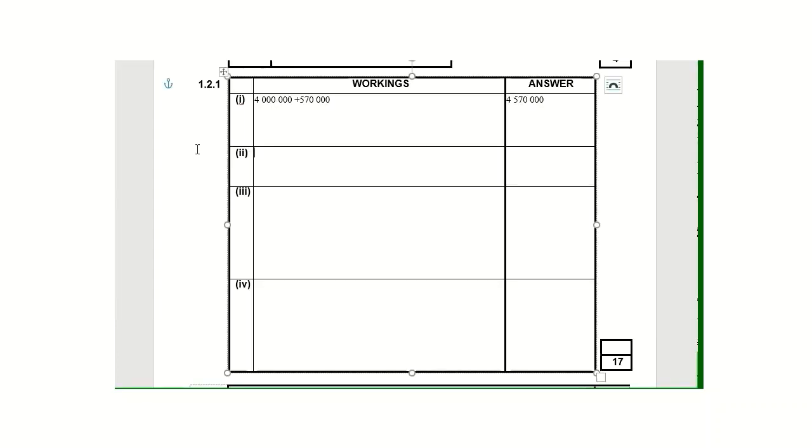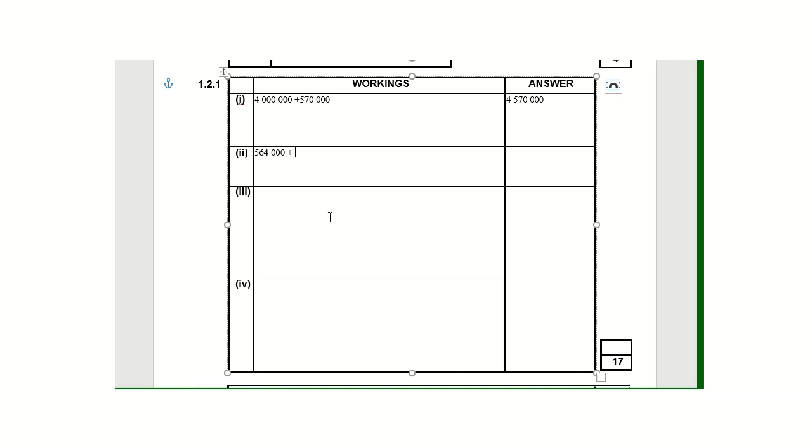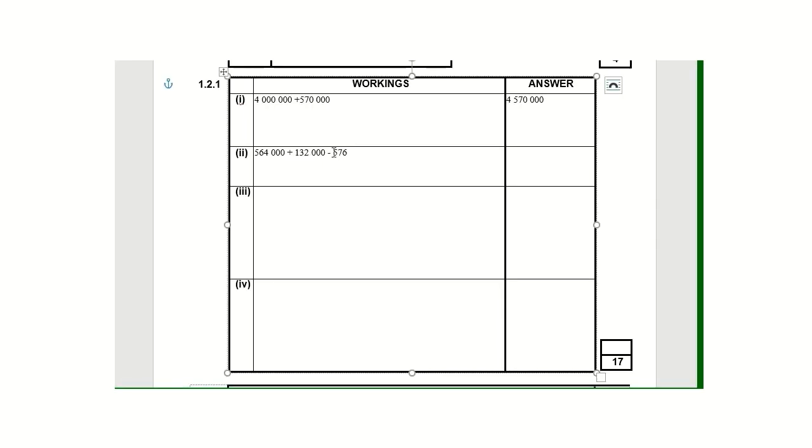So I can show it on my answer sheet. It was 564,000 plus 132,000 minus 576,000, and that gave me 120,000. Good, so that is how we get to number 2, the cost of the additions.